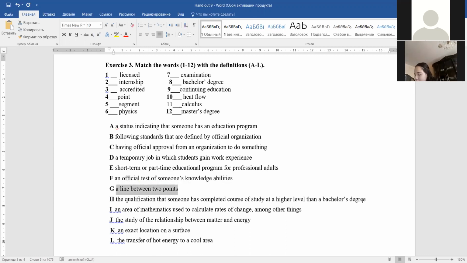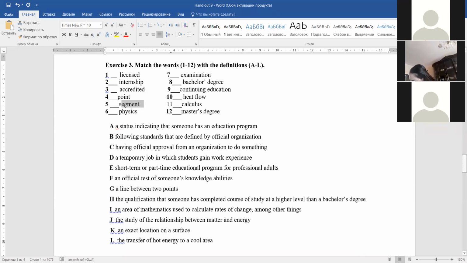Align between 2 points. How do you translate? Линия между двумя точками. What is it? That segment, yes. Alwa, next one. The qualification that someone has completed a course of study at a higher level than a bachelor's degree is master's degree. Yes, you're right. Iskender, please.